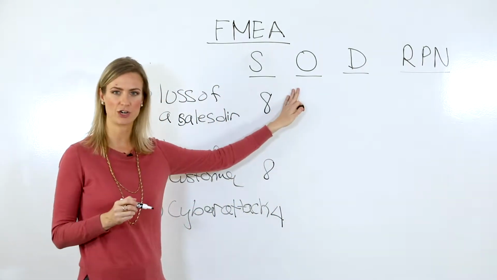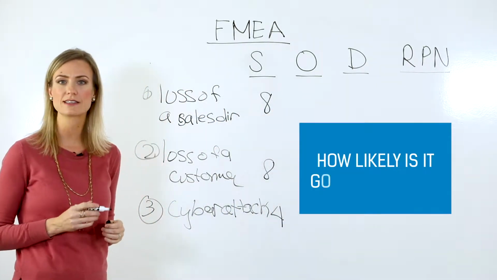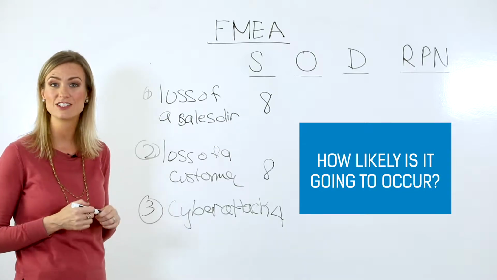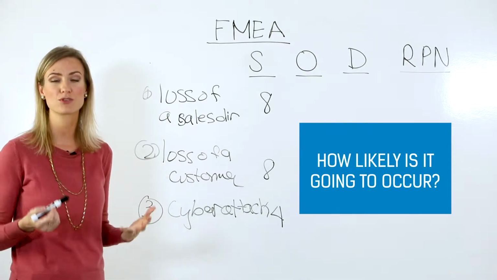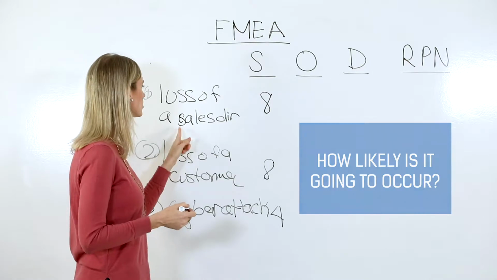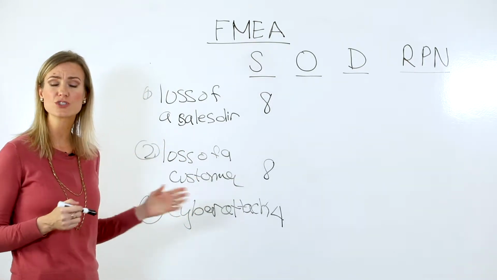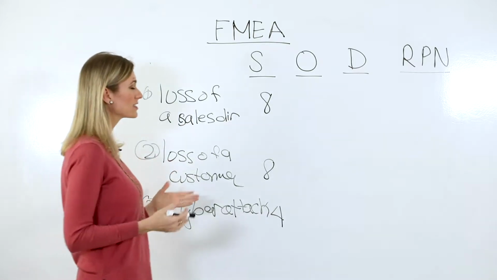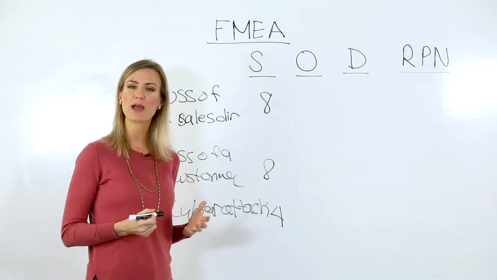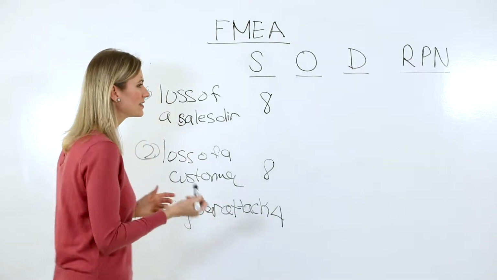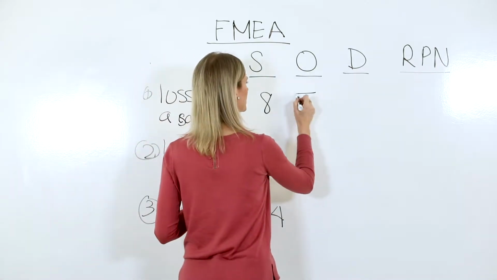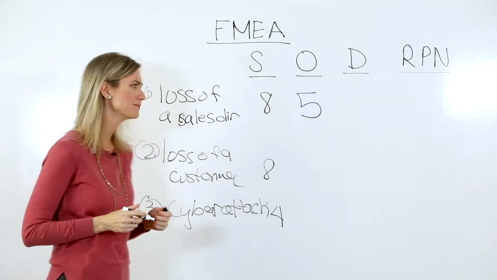Now let's look at occurrence. How likely is it that this is going to occur in your business under your current procedures and processes? Loss of a sales director. How likely is it that you're going to lose your sales director? Is there a lot of competition? Do you pay him competitively? In this example, let's say it's okay, let's give it a 5.